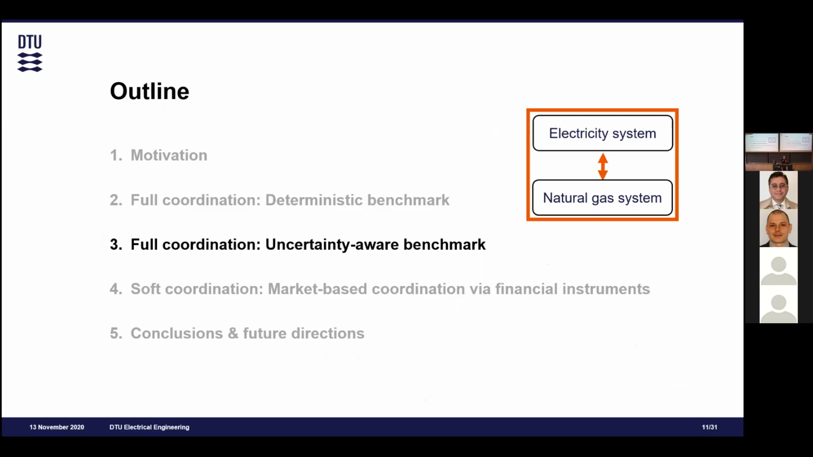So when we want to make use of this network flexibility that we just showed for the power system, we do not only need to consider the energy flow dynamics, but also be aware of uncertainty. So next, we'll concentrate on the power and gas system and extend the full coordination model to account for uncertainty and become uncertainty aware.